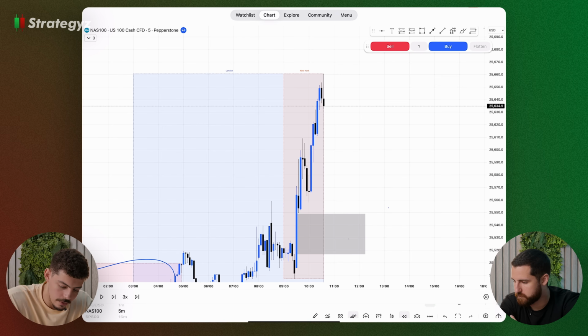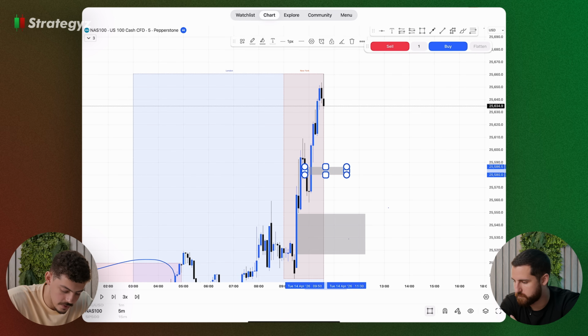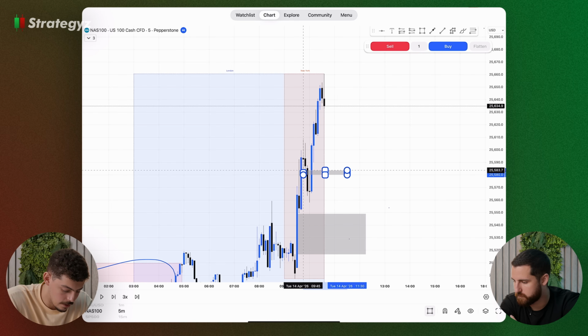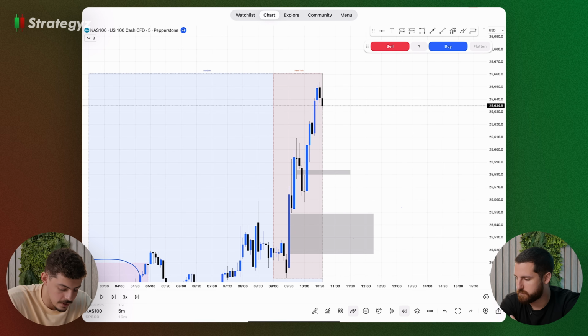Okay, let me just draw that better. So we got an inverse fair value gap. Like I said, the inverse goes lower and then just breaks past the gap. Your entry model would have been very perfect and would have been here.